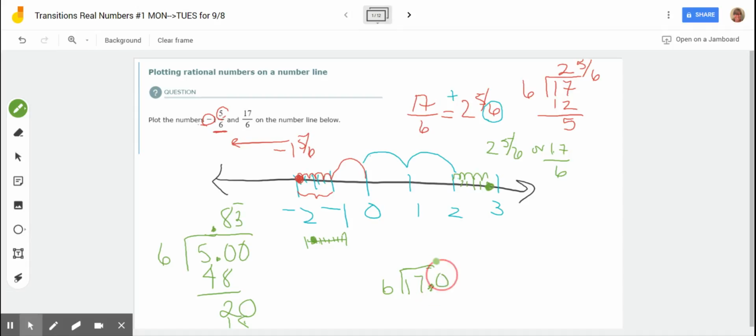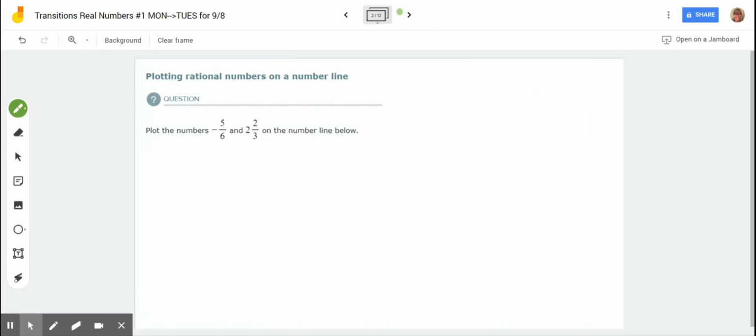The point is here. 6 goes into 17 2 times, that's 12. You get 5, bring it down, 6 goes into 50 8 times, I don't know why I put a 0 there, that was weird, 8 times, and that's 48, and then look, 2.83, and then you can imagine that's about 0.8, okay? All right, we'll do the next one faster.